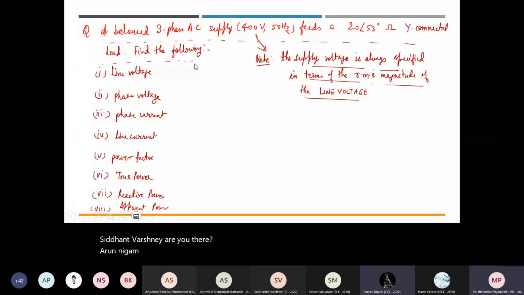Yes, I'm there. I can start. Can you please read the problem? Yes, sir. The problem says a balanced three-phase AC supply with configuration 400 volt and 50 hertz feeds a 20 angle 53 degree ohm Y connected load. Find the following. The note says the supply voltage is always specified in terms of the RMS magnitude of line voltage. It has 8 parts we have to answer: line voltage, phase current, line current, power factor, true power, reactive power, and apparent power. Thank you, Aryan. No problems.